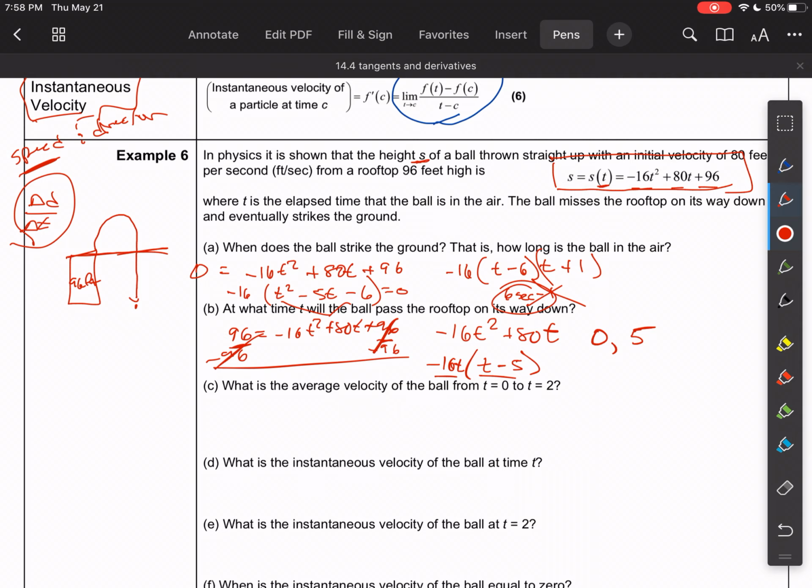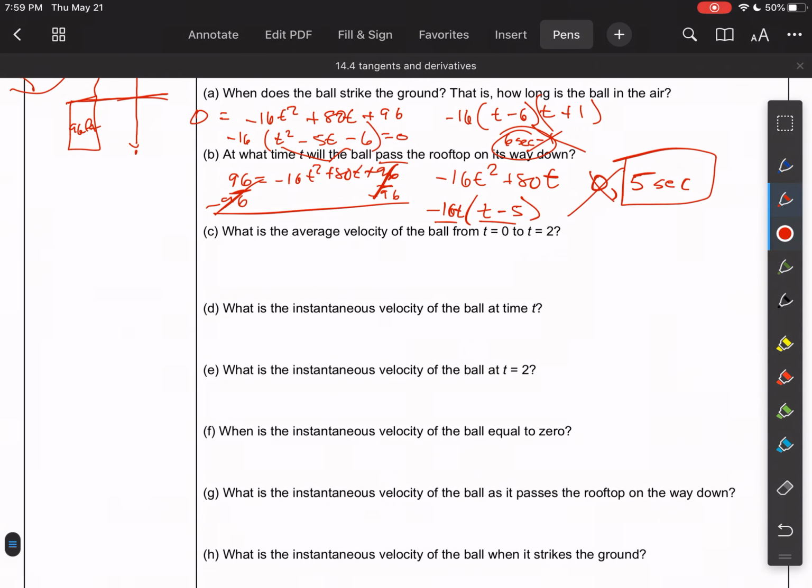But it says they want to know what time it passes on the way down. So we'll disregard 0. Can't be 0. Has to be 5 seconds. Okay, so now we know something about the times. Let's keep cruising here. Let's go to velocity. What is the average velocity of the ball from t equals 0 to t equals 2?